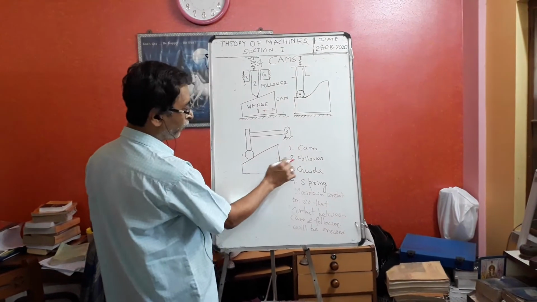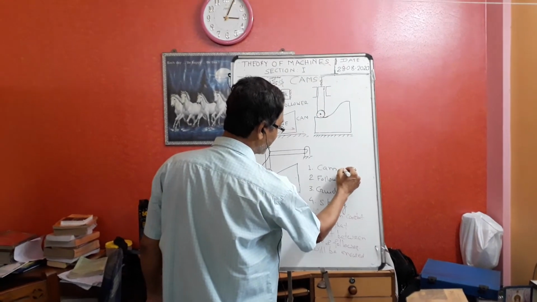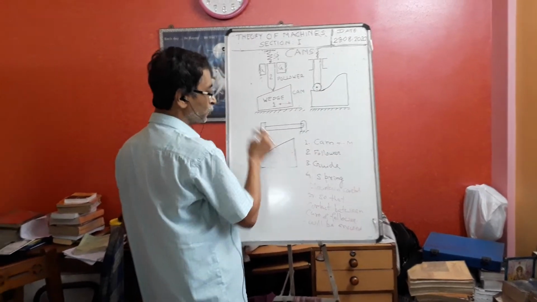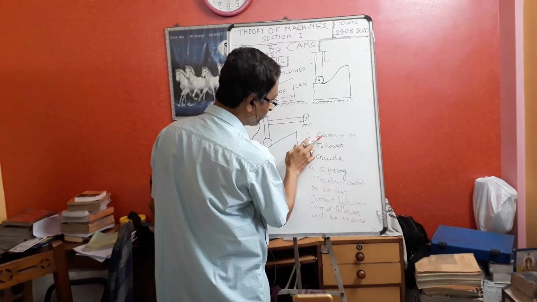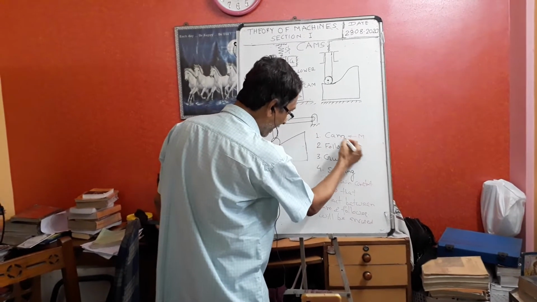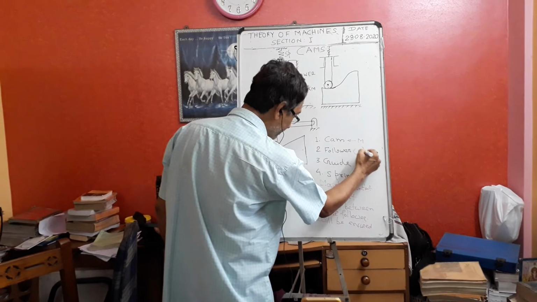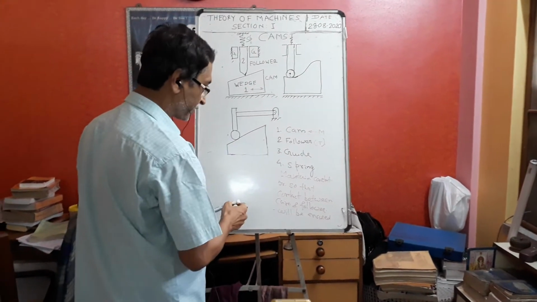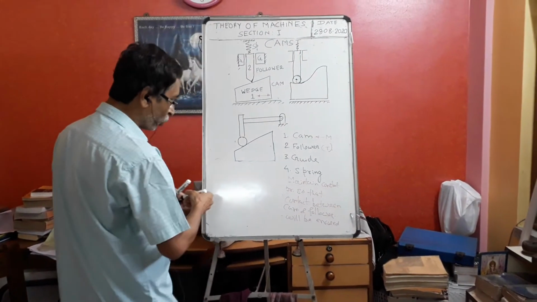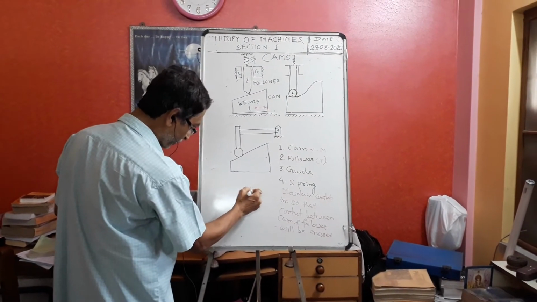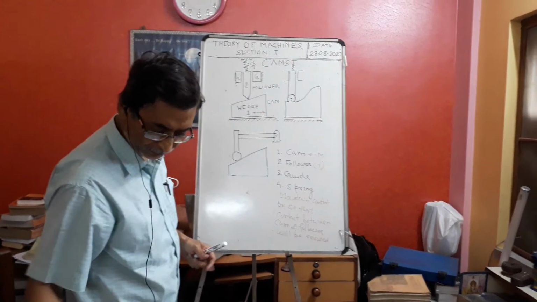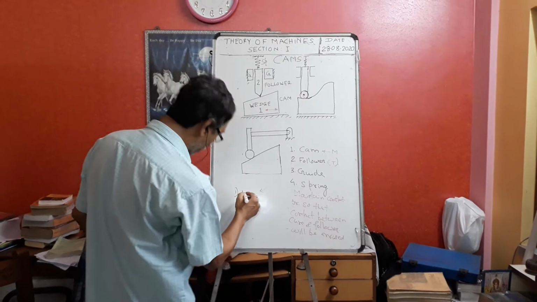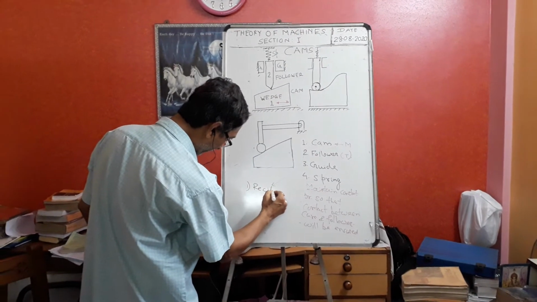So in the cam and follower, where the motion is given, first we give the motion to the cam, and that motion is transferred to the follower. The motion of the cam is transmitted, and then through the guide, with the help of the spring, the follower makes some motion. Now, what will be the motion of the follower? It can be reciprocating, up and down. That's why we call it reciprocating.